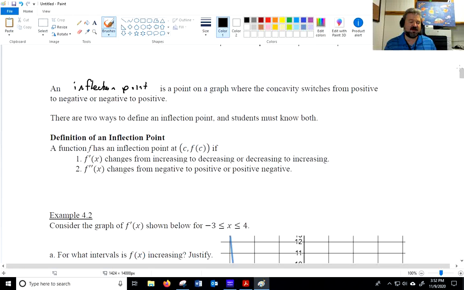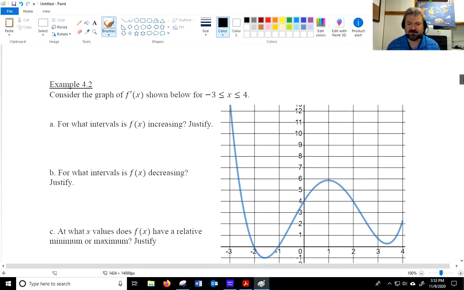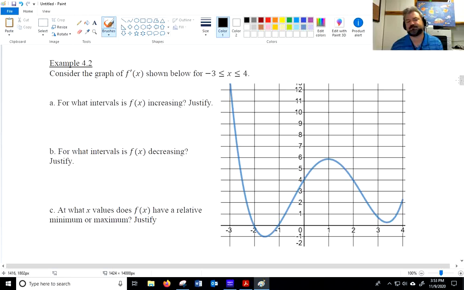So we don't have to distinguish whether we go positive to negative versus negative to positive. We just need to show that they change, that f double prime changes signs. Likewise, if we have the derivative of f, we just need to show that it changes from increasing to decreasing or decreasing to increasing. Let's take a look at this one.